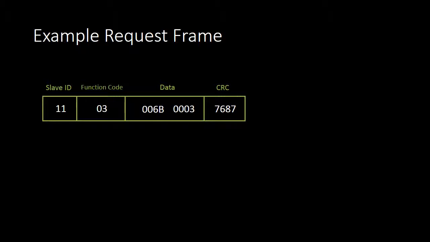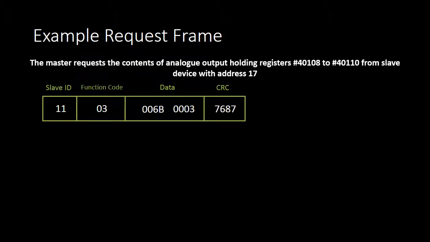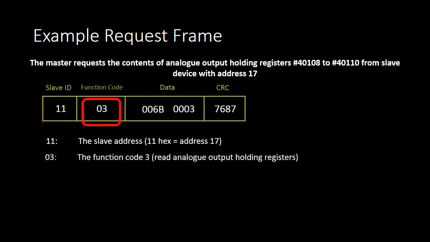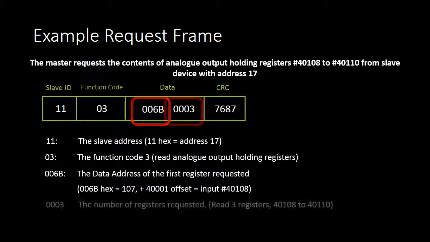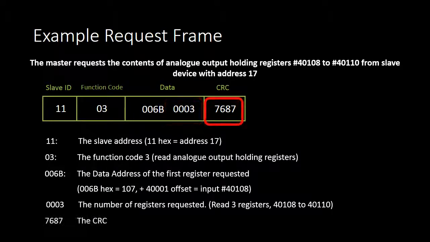Example request frame. The master requests the contents of analog output holding registers 40108 to 40110 from slave device with address 17. 11, the slave address. 3, the function code 3. 006B, the data address of the first register requested. 0003, the number of registers requested. 7687, the CRC.